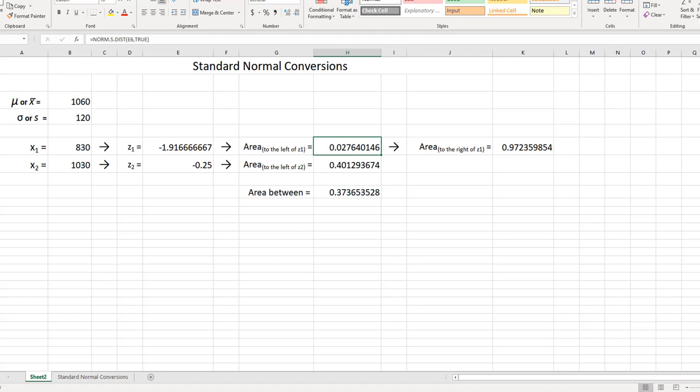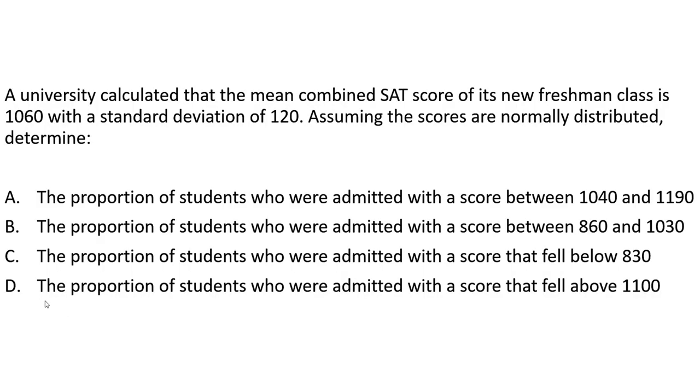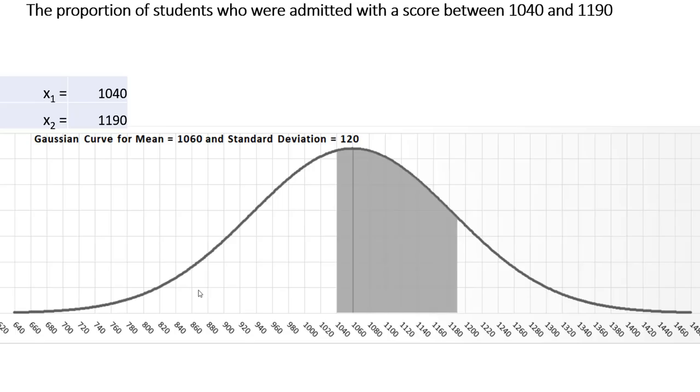Let's take a look at the last part of this. Part D wants to know the proportion of students who were admitted with a score that fell above an 1100. Now, this is just slightly more difficult than when we say below. You just have to remember a few things. Let's go to the Gaussian curve that represents this.